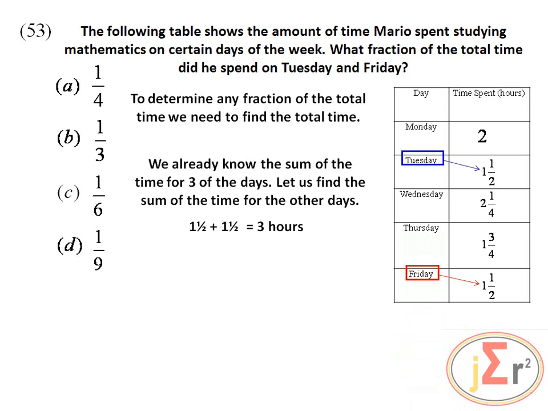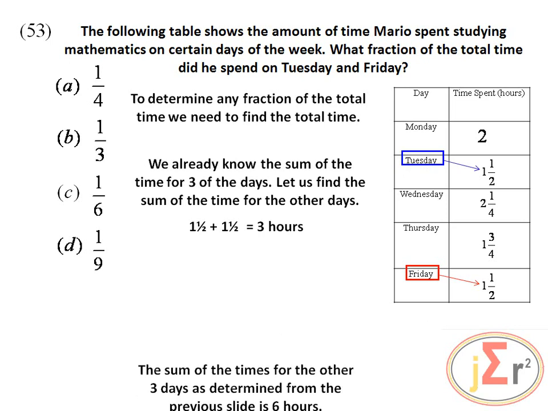If we are going to try to find the fraction of the total time, we are going to find the total time. But we have the time for 3 of the days already. So we need to determine the time for the other 2 days. And we have them indicated right here. So an hour and a half each time. If we add those together, we get 3 hours.